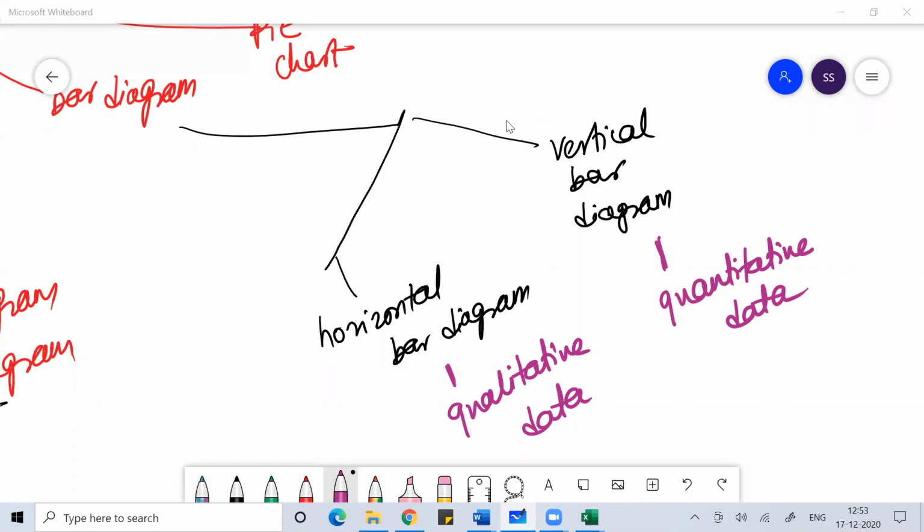When we talk about bar diagram, it can be horizontal or vertical. We normally use horizontal bar diagram to represent qualitative data, and we normally use vertical bar diagram, it's just a general perception, to represent quantitative data.